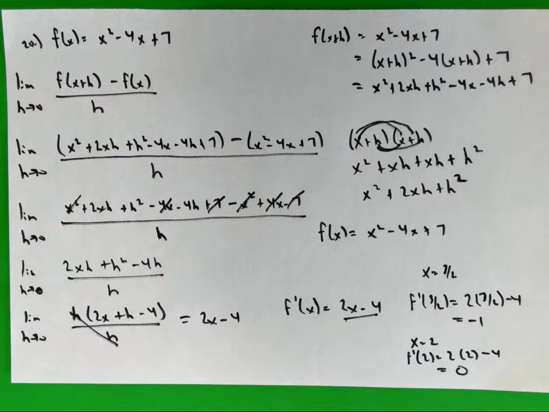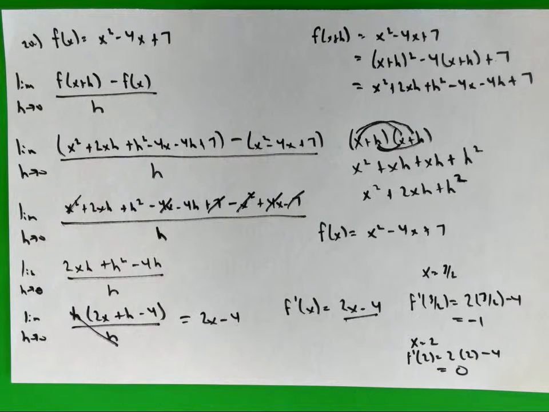As h approaches 0, I take 0, I plug it in, still a no-no. So like I said, what toolkit strategy did I learn in the last unit? Factoring, rationalizing, or find a common denominator. Well, factoring's calling my name right here. So I'm going to factor out an h. I'm left with 2x plus h minus 4. These h's cancel out. Now, h approaches 0. I plug 0 in for h. I'm left with 2x minus 4. That's my derivative. F prime of x equals 2x minus 4.